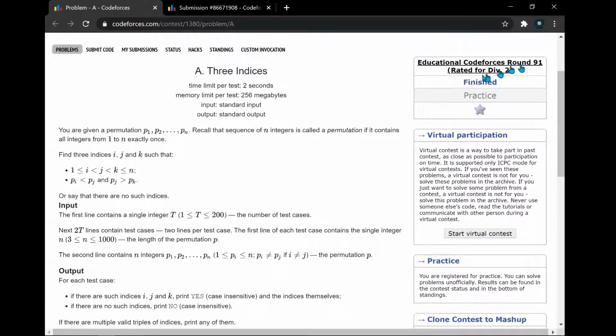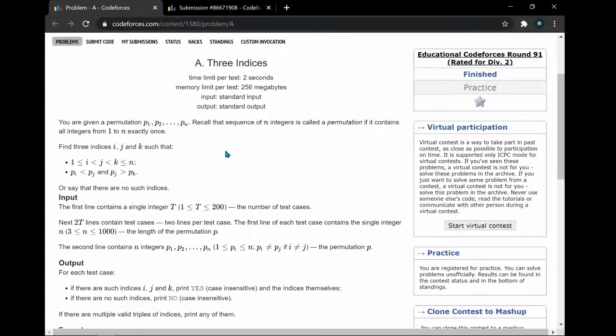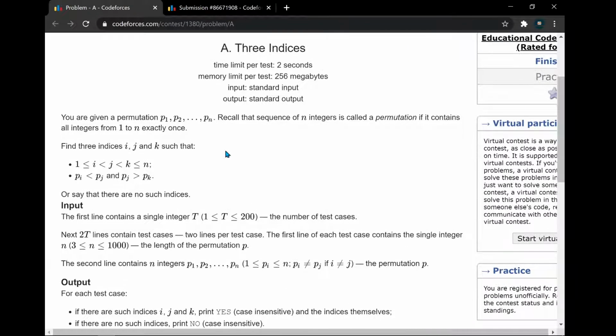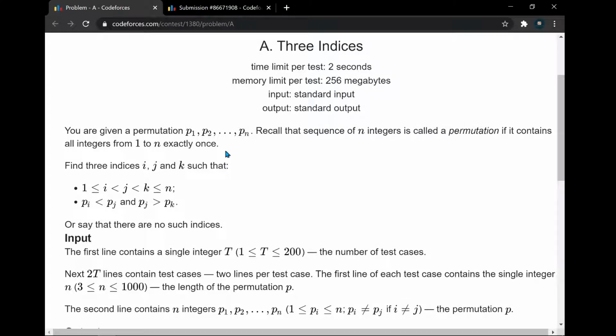Codeforces Educational Round 91 Problem A, 3 indices. This was a really interesting but easy problem, and again we will be discussing the fastest solution which can give you maximum points. So the problem is something like this.